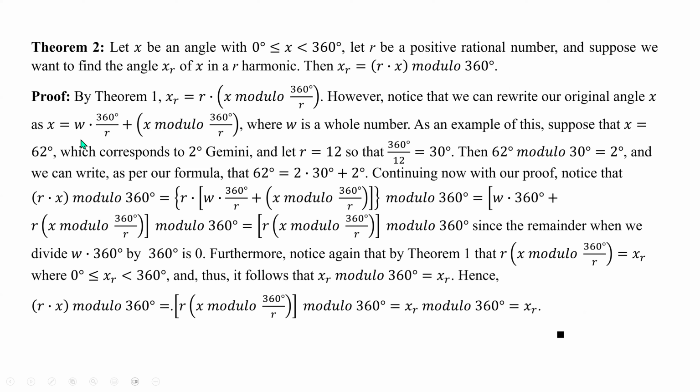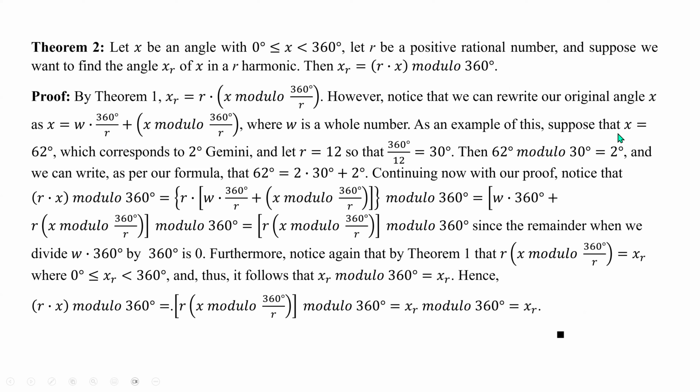Now, all we're saying here is that if we look at this angle, 360 degrees divided by r, whatever that angle might be, if you divide that into x, it's going to go into there a whole number of times. If it goes in there 0 times, then w is 0, and this part right here, that's the remainder that we get. If it goes in more than 0 times, then w comes out to some natural number, and we have just a natural number times 360 degrees over r plus this part, the remainder.